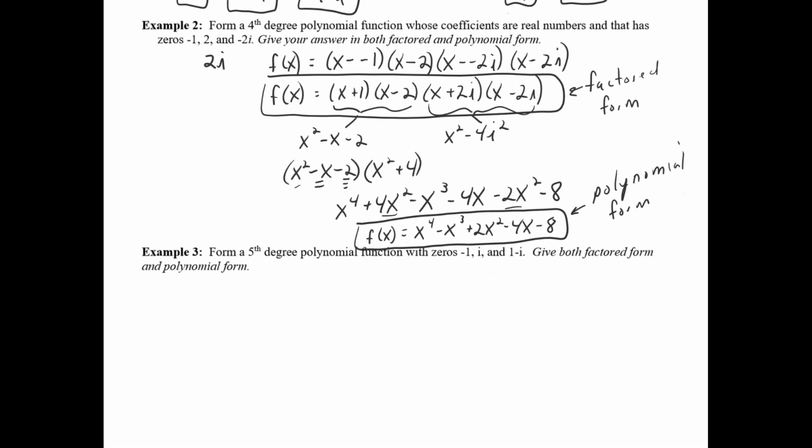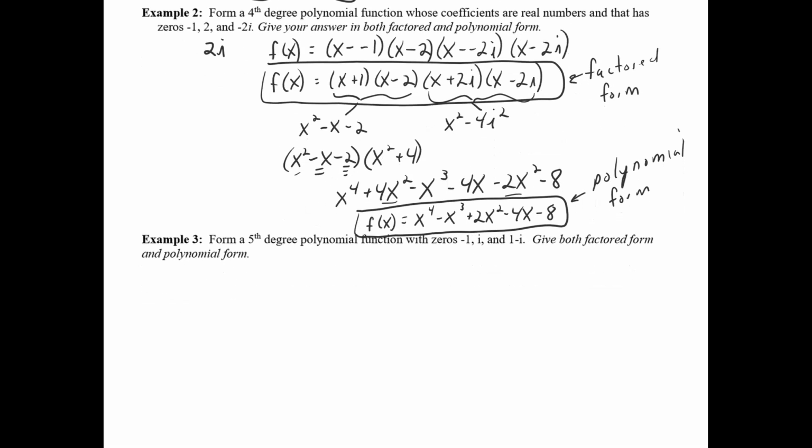Now we're going to look at a 5th degree, which is going to be as long as it's going to get. We're not going to ever go 6th degree with these because it takes a long time. It's a lot of multiplication. Let's first look at our conjugate pairs.